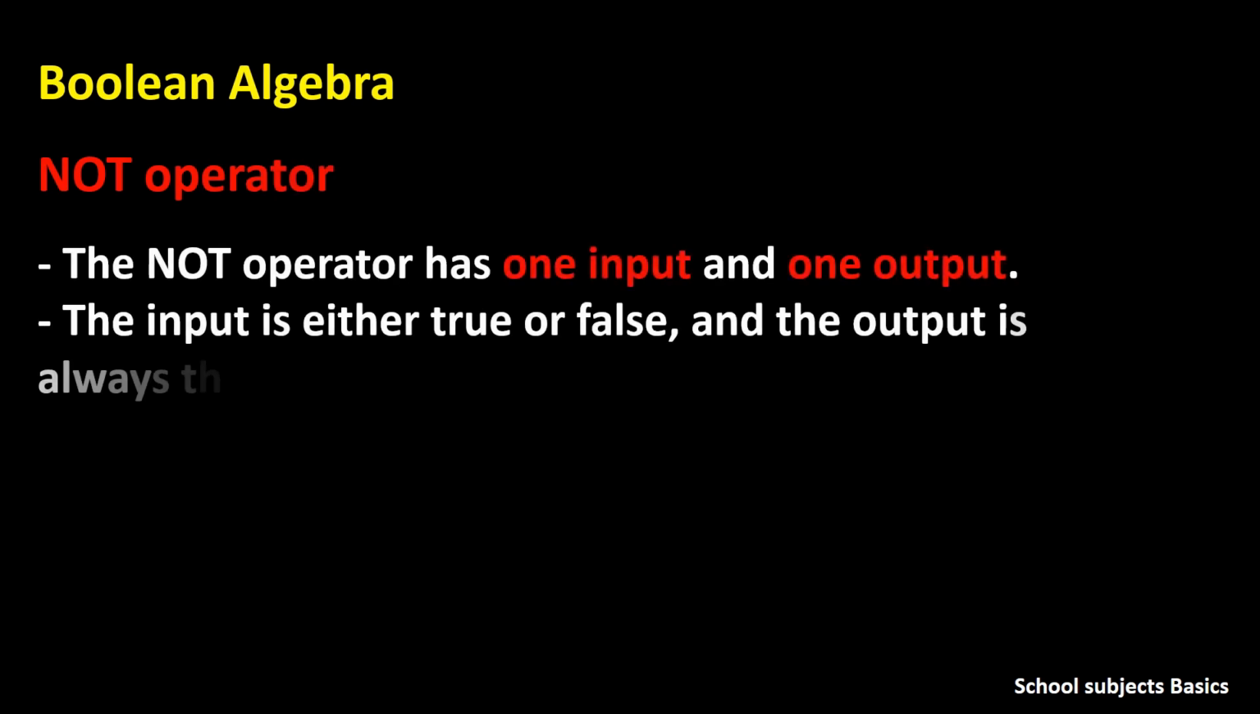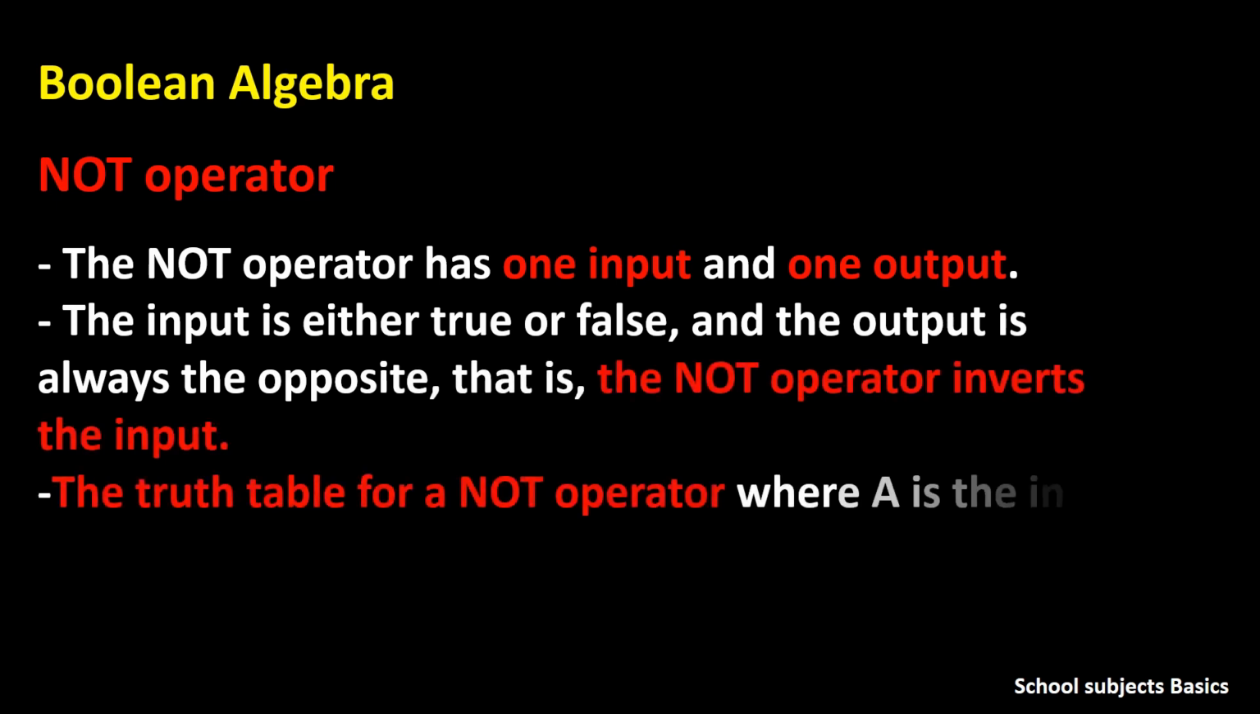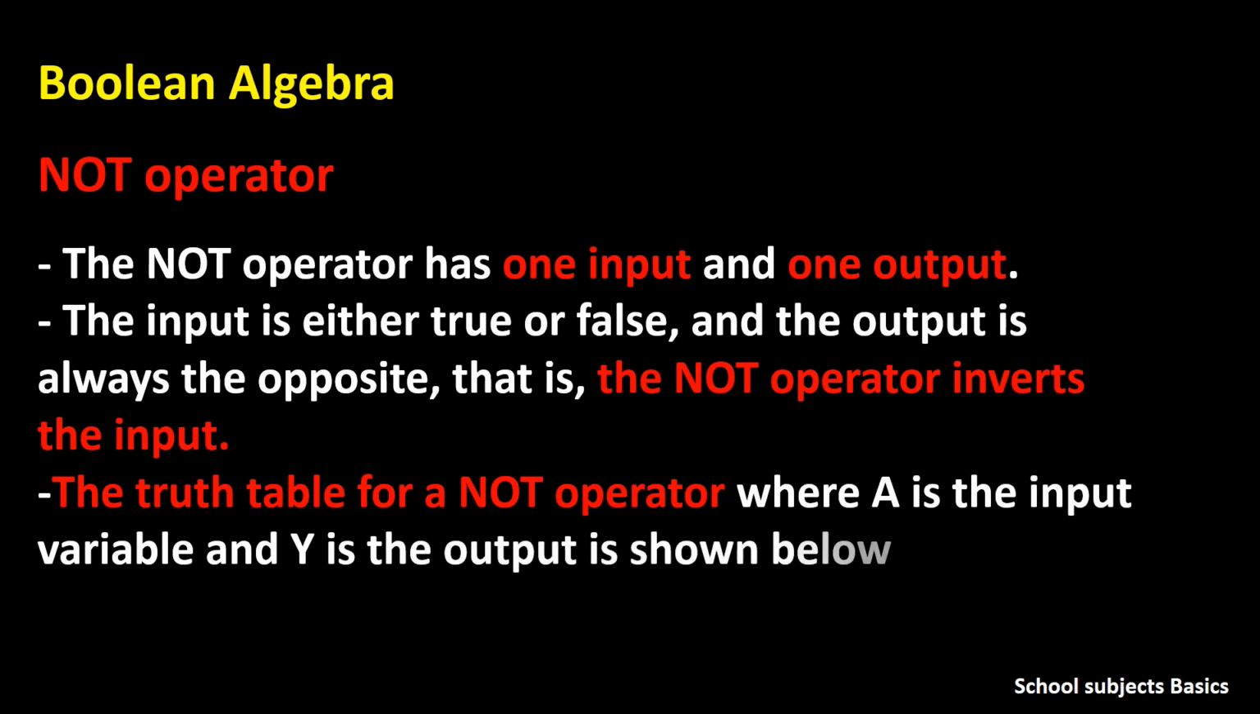NOT operator has only one input and one output. If the input is true, the output is always the opposite. That is, it inverts the input. If it is true, the output will be false. If it is false, the output will be true. So in NOT operator, a simple thing to remember is it has only one input and one output, and the result is it always inverts the input. That is, the result will be opposite of the input.